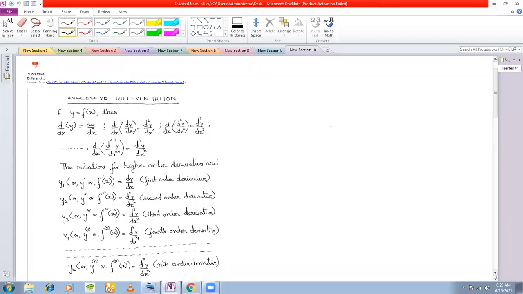Successive differentiation is nothing but higher order derivatives. We have already seen that if y is equal to f(x), and if we differentiate, we get dy/dx is equal to f dash x, isn't it? This dy/dx is also written as y1. It is sometimes written as y dashed also.